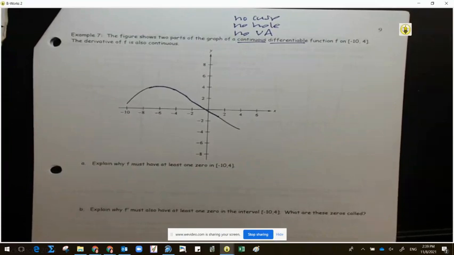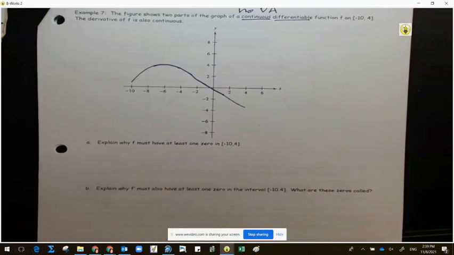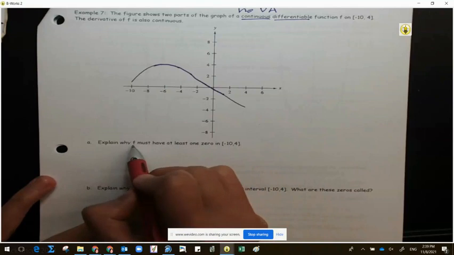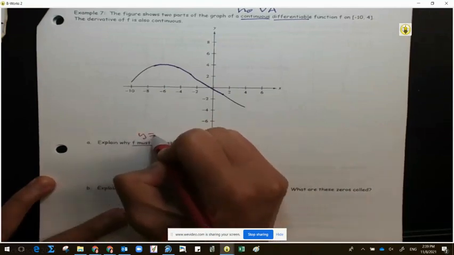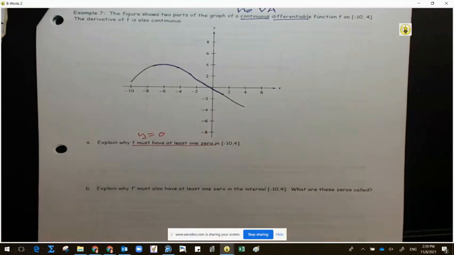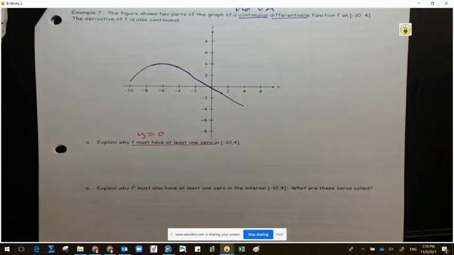Now, you could have gone dramatically up and down, curve whatever you want, as long as it's continuous. So let's write everything about this. Part A says, explain why the function must have at least one zero. So let's underline that phrase: why y must equal 0 at some point. Just by looking at this, have I gone through y equals 0 at some point? Yep, at some point I did. And that should have gone through the origin, but that's okay.